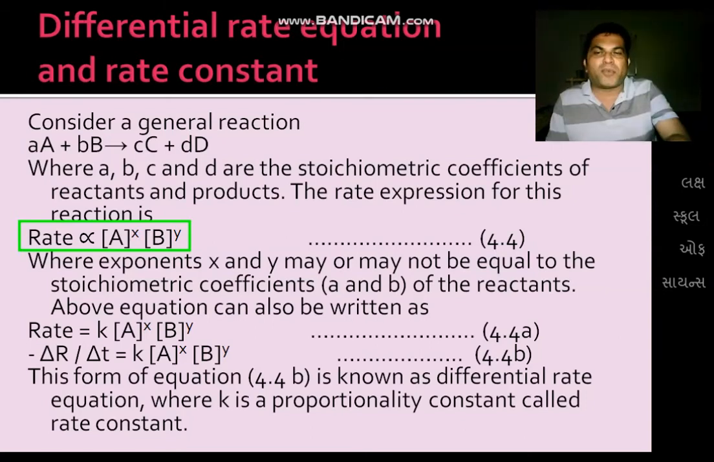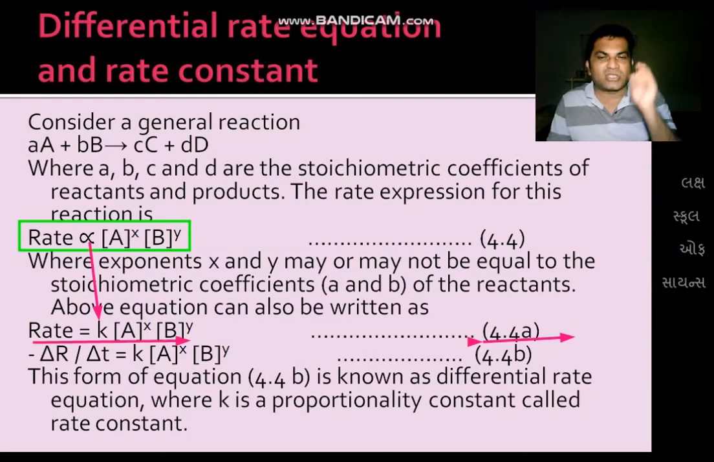હવે to remove proportionality, આ લીટી છે એ proportionality ને આપણે remove કરવાનું છે. તો to remove proportionality we have to add some constant. તો આ proportionality દૂર કરીને આપણે constant મૂક્યું છે. આ ઇક્વેશનને a નામ આપ્યું છે, બીજું કશું કર્યું નહીં. So this is another form of the equation, rate equals k A raised to x B raised to y.